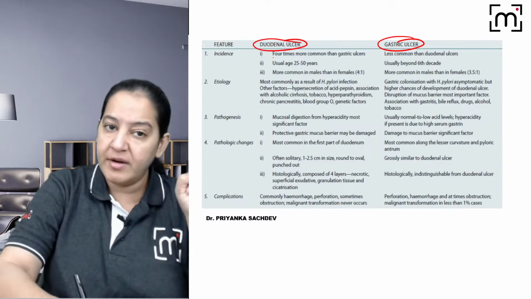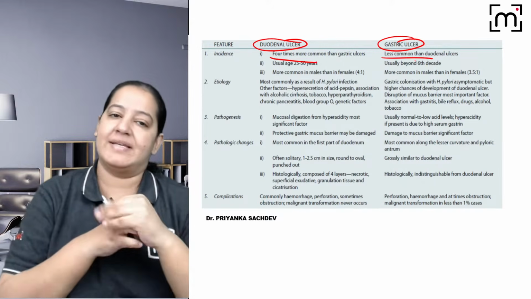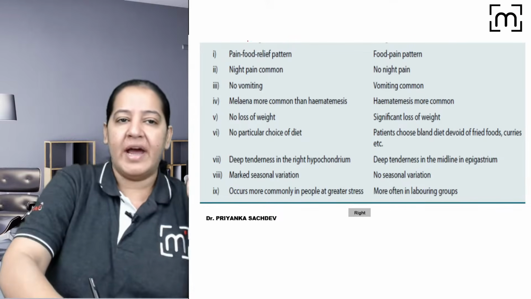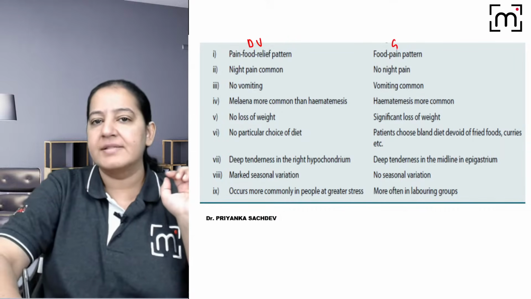As I have told you, duodenal ulcer is 4 times more common as compared to gastric. First learn that. Duodenal is 4 times more common than gastric. So let me write duodenal ulcer. Let me write this is gastric ulcer.